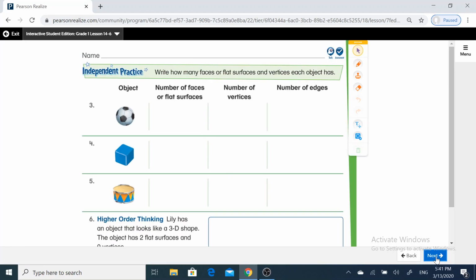Move to the next page. Look at the sphere. Here we have a ball. Number of faces or flat surfaces. Can you see any flat surface here? No, so the answer is zero. Now, can you see any vertex here in the pole? Of course not. The answer is zero. What about the edges? Can you see any straight sides? So the answer is zero. Very good.